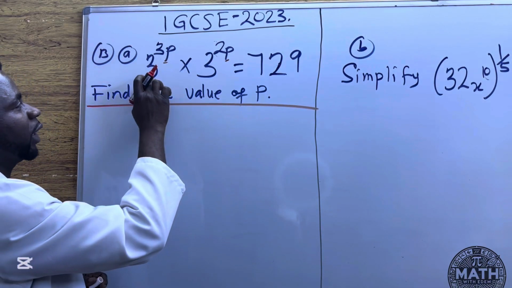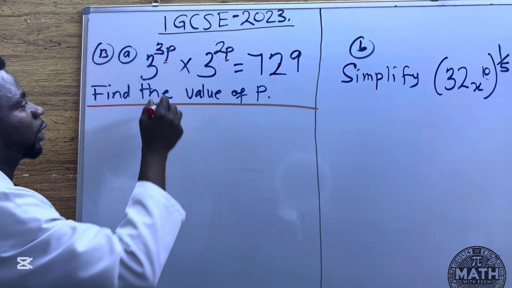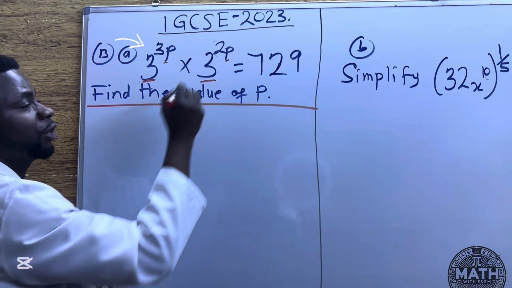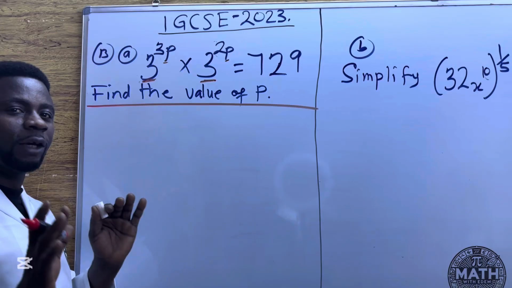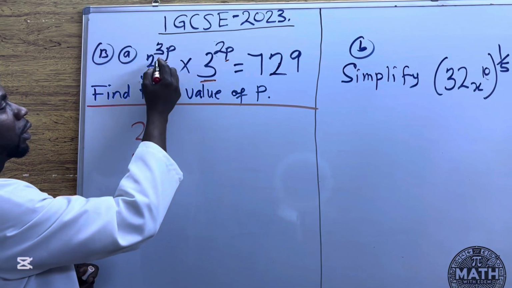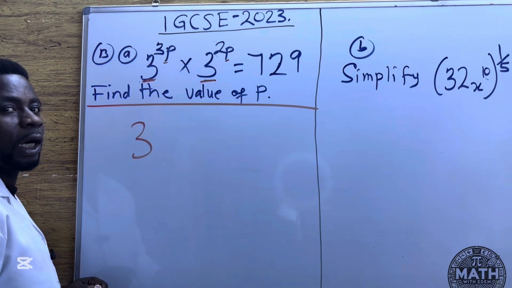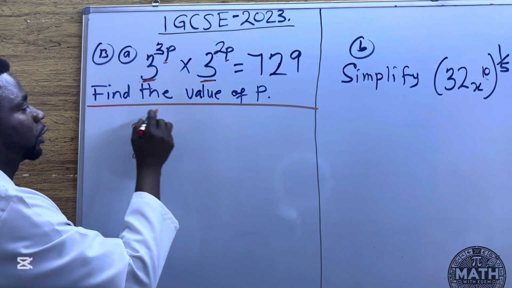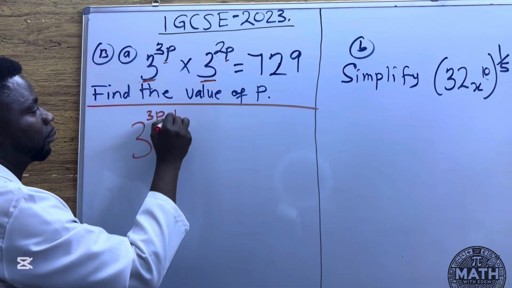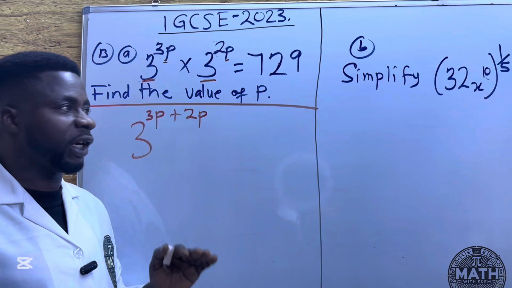So here we have 3 to the power 3p times 3 to the power 2p. You realize that the bases are the same. We have here 3 and here also 3. So we are going to keep one of them. So let's write here 3. Now, because the bases are multiplying, we are going to add the powers according to the laws of indices. So I'm going to write the first one, 3p, plus 2p, according to the laws of indices.